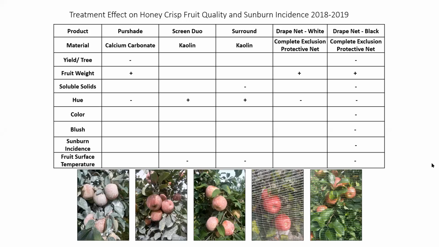As I said, we tested the materials that contain kaolin and calcium carbonate. These materials can form a white layer over the fruit surface and thus protect skin from direct UV radiation. This layer is also a good barrier for insects.